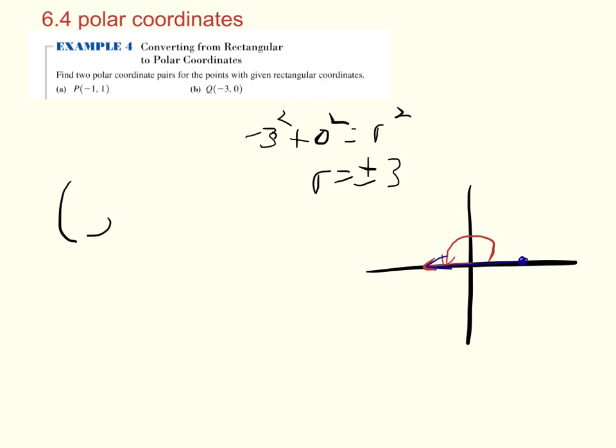We have negative 3 units and 0 radians, or we have 3 units and pi radians. And those would be the two answers to part B. So you can see that it's much simpler when you have a quadrantal angle going on there, like a point on the axis like that, negative 3, 0.